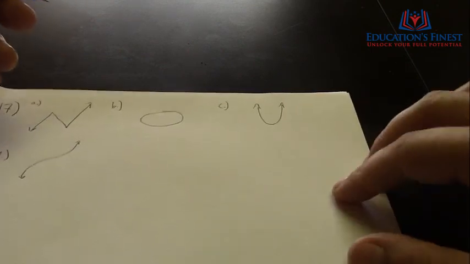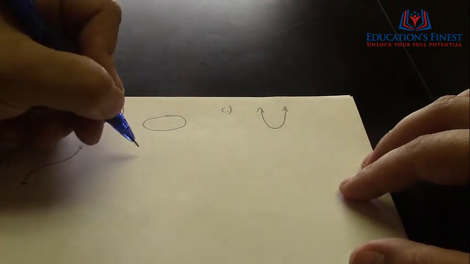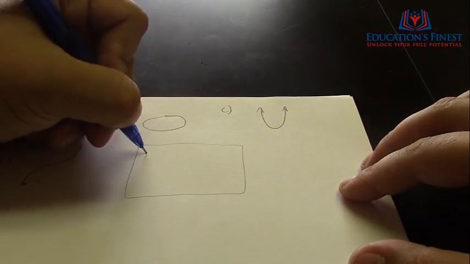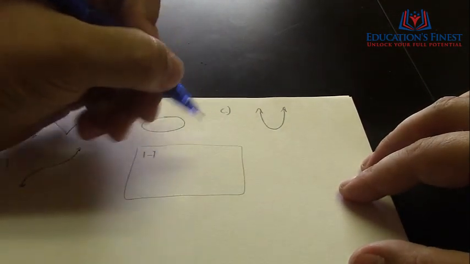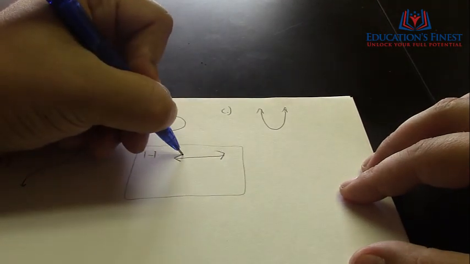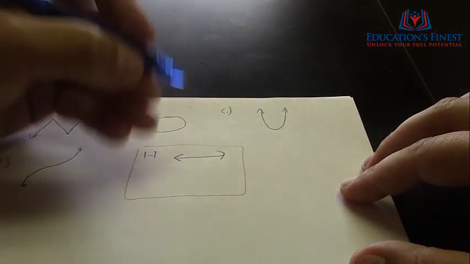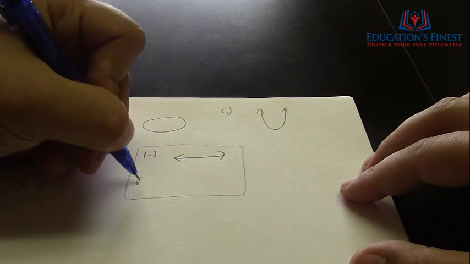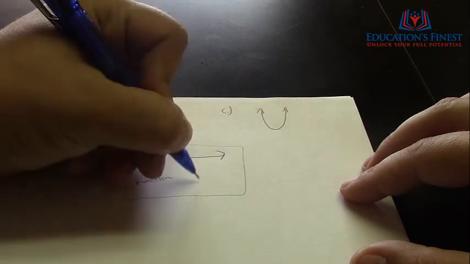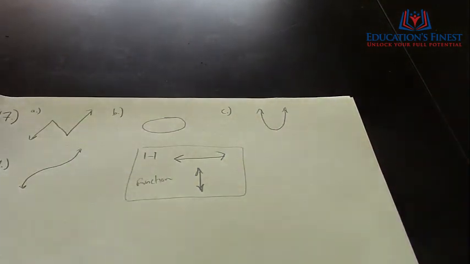So if you want to check if it's a one-to-one function, you got to check the horizontal line test. And if you want to know if it's a function, you do the vertical line test. Okay?